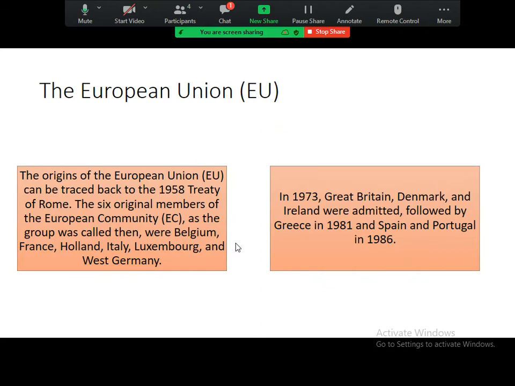European Union. The origin of the European Union can be traced back to the 1958 Treaty of Rome. The six original members of the European Communities, as the group was called, were Belgium, France, Holland, Italy, and Luxembourg. Also, they included West Germany. In 1973, Great Britain, Denmark, and Ireland were admitted, followed by Greece in 1981, then Spain and Portugal in 1986.